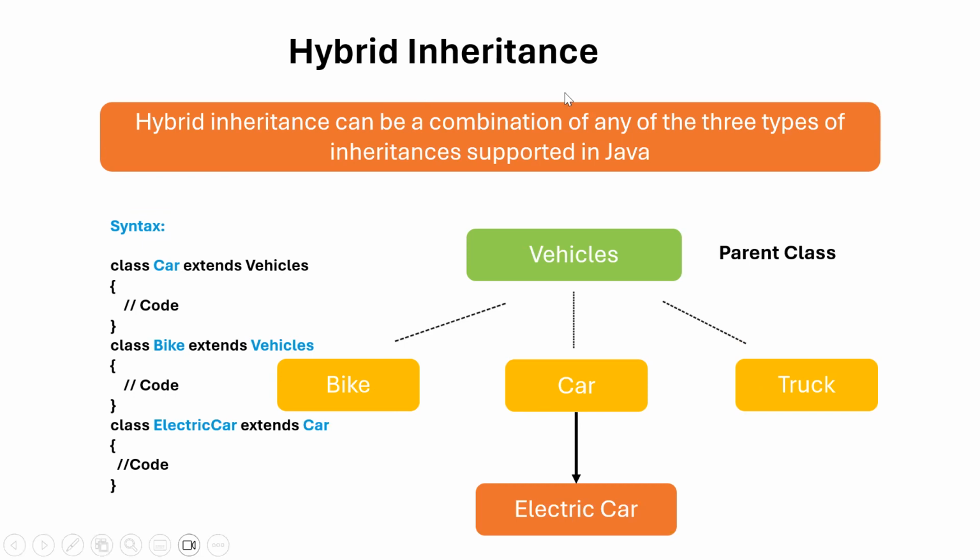Next is hybrid inheritance. Hybrid inheritance can be a combination of any of the types of inheritance. It may be a combination of single level, multi-level, or hierarchical inheritance. So this is about the inheritance concept and the different types of inheritance in Java.